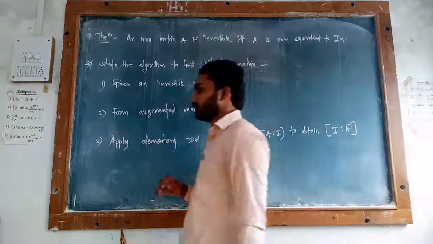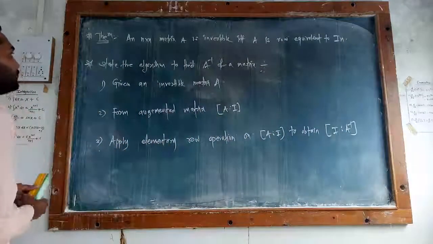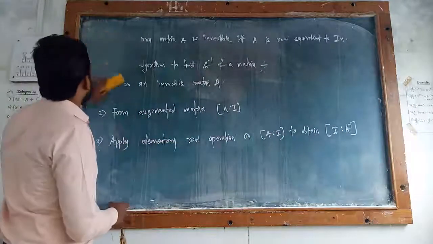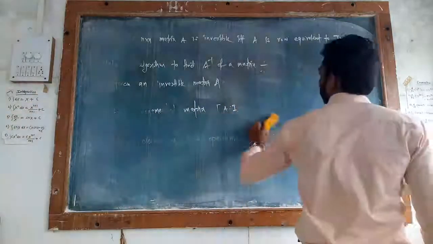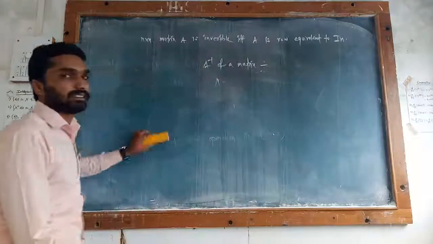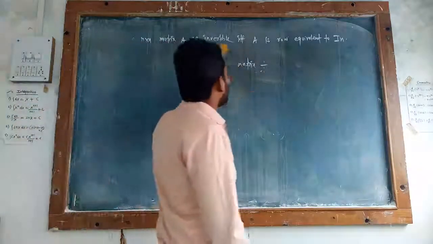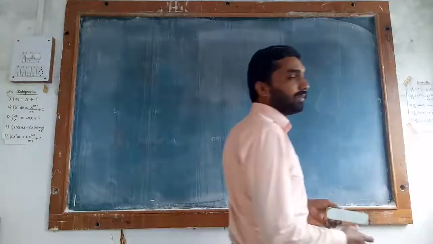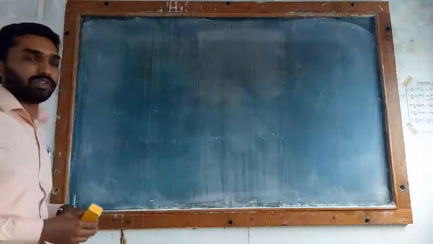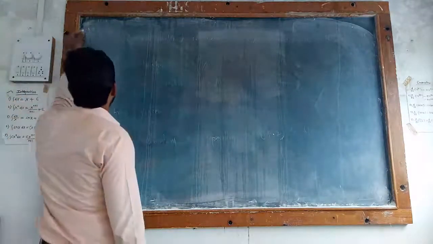Okay. Let us do an example on the row reduction method to find the A inverse of a matrix by the row reduction method. Already we have studied in 11th and 12th standard how to find A inverse of a matrix. Okay. Let us have an example first.